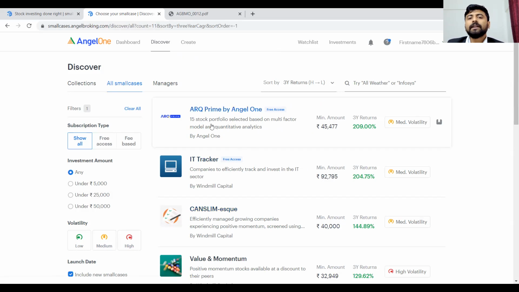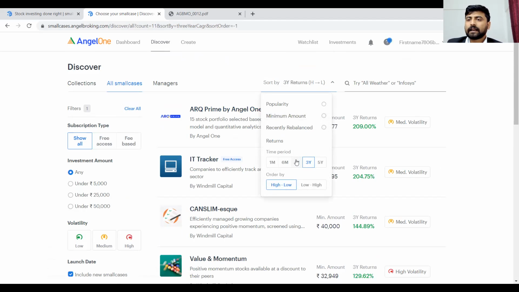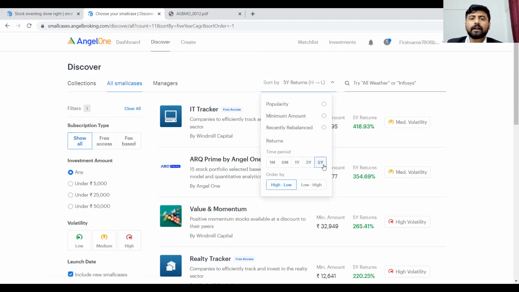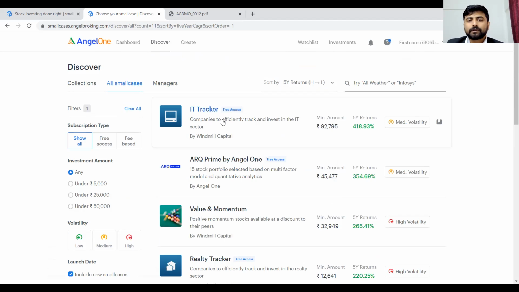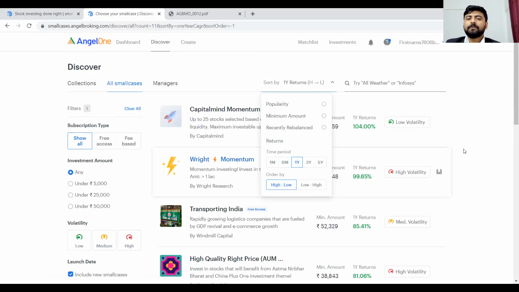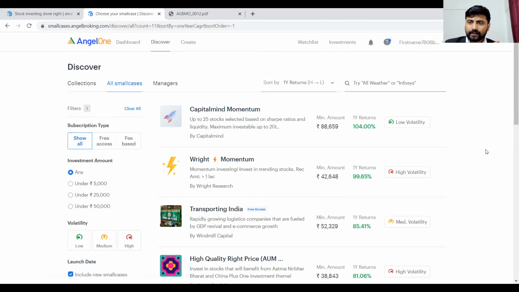its 3-year performance. So here we can see that ARQ Prime has managed to give the best performance in the last 3 years with a return of about 209% to its investors. And IT Tracker, which is being managed by Windmill Capital, has managed to generate about 204% and so on. Similarly, if you wish to segregate small cases using their 5-year returns, you can click on the 5-year option here. And you'll be able to see that IT Tracker in the last 5 years has managed to give about 418% return, whereas ARQ Prime has managed to give about 354%. Similarly, you can use different time frames to segregate which small case you wish to invest in depending on their return rate.